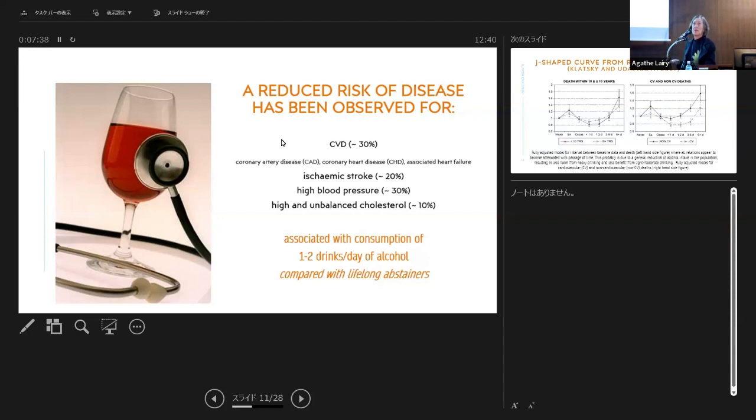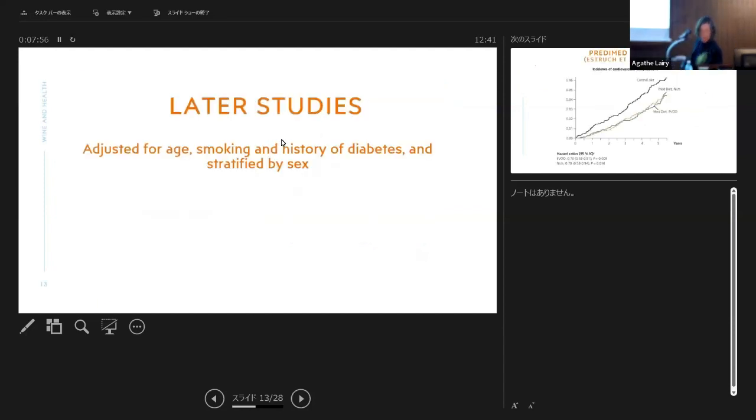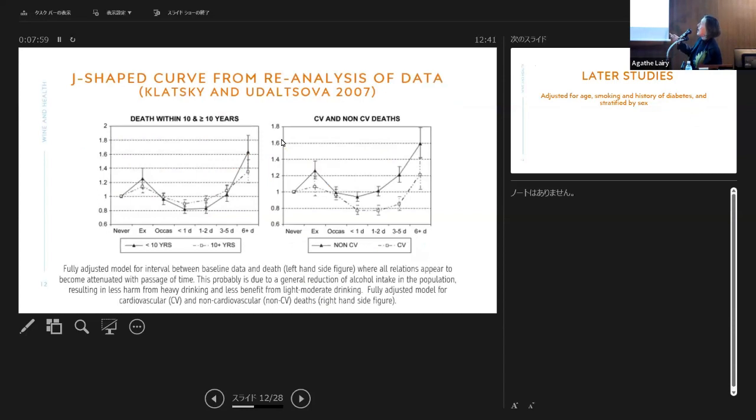When everyone who was able to looked at their data and recalculated, there was still a J-shaped curve, this time compared with lifelong abstainers, those people that had never had alcohol at all. And this is shown very nicely here. Another paper from Arthur Klatsky and one of his colleagues, who were able to redo their calculations, showing that for never drinkers, ex-drinkers, occasional drinkers, more than one per day, 1 to 2 per day, 3 to 5 per day, and 6 per day, you've got your J-shaped curve.